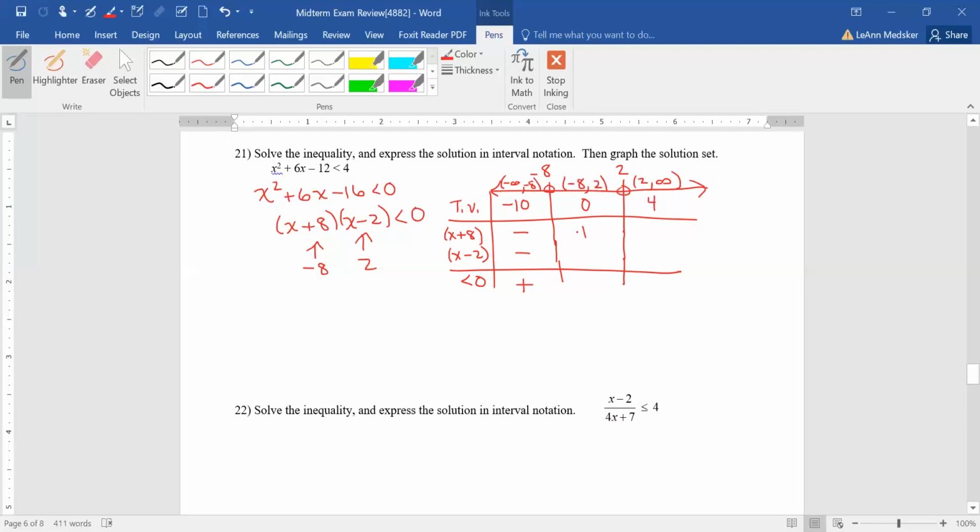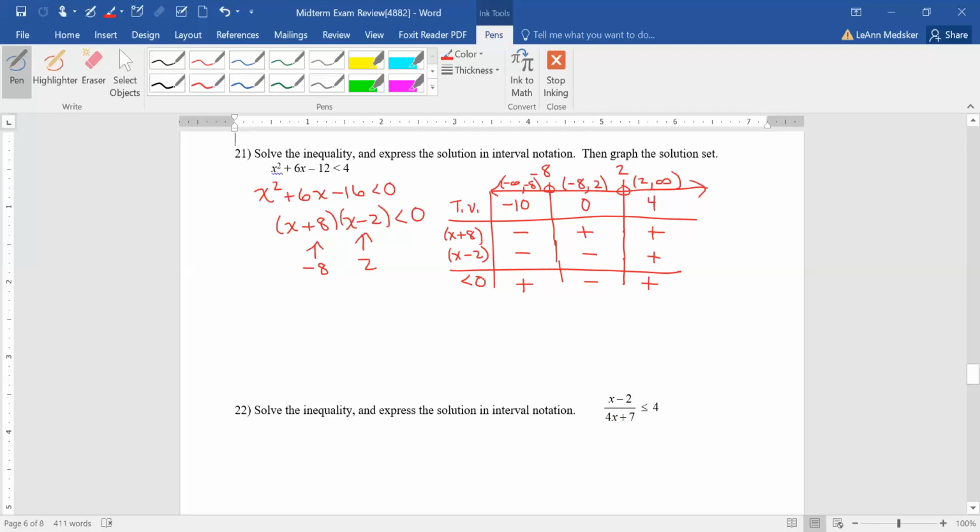0 plus 8 is a positive 8. 0 minus 2 is a negative 2. Positive times negative is negative. 4 plus 8 is positive 12. 4 minus 2 is positive 2. Positive times positive is positive.